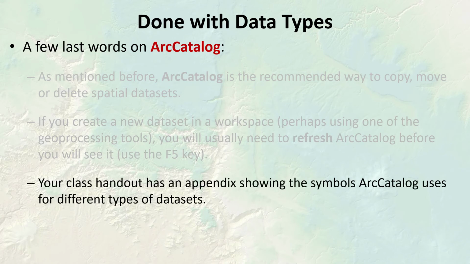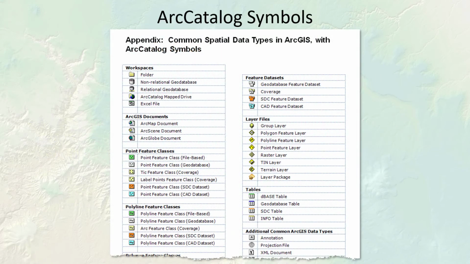One last thing, your class handout has an appendix showing the symbols that ArcCatalog uses for different types of data sets, if you're curious. So take a look. These are how ArcCatalog will illustrate a folder or these non-relational or relational geodatabases, Excel files, feature classes, etc.